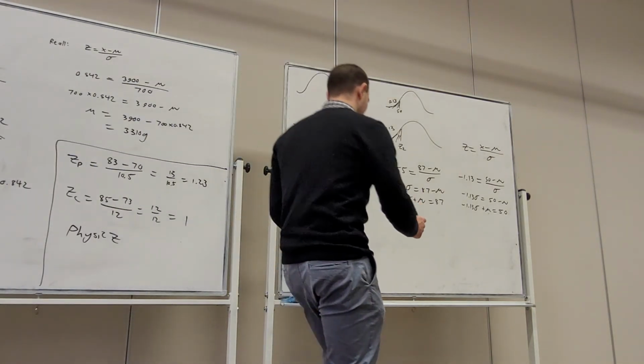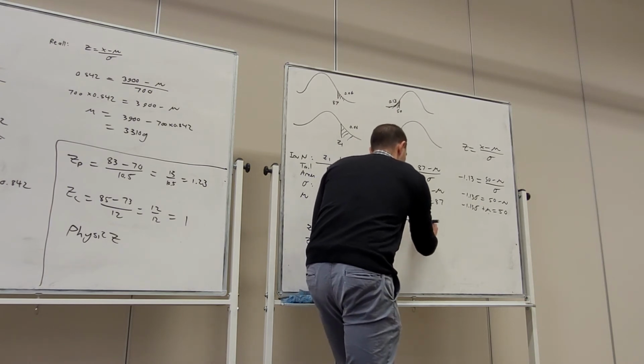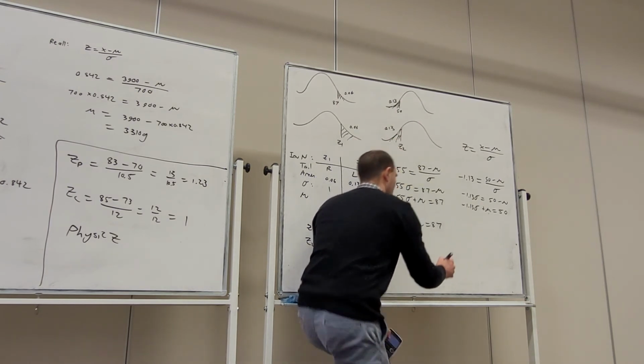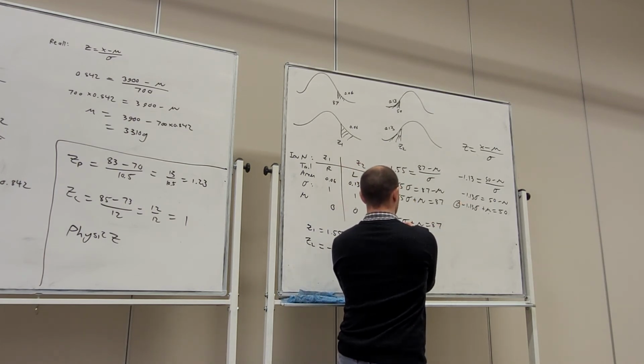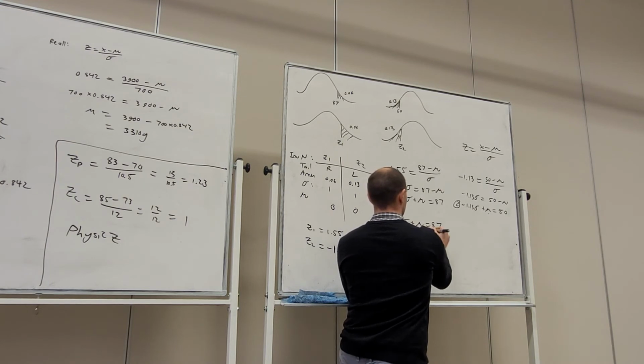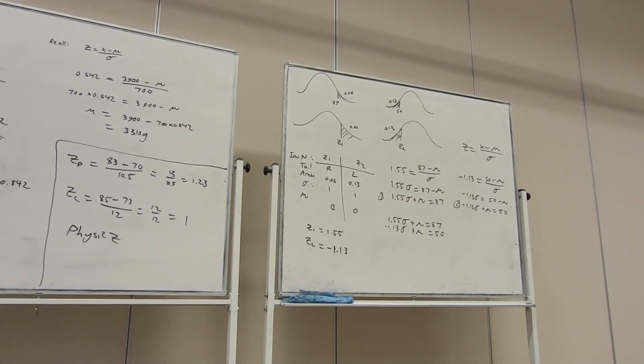So I'm going to write them like this, under one another. 1.55 sigma plus mean equals 87. That's the first equation, equation 1. And then we've got equation 2. Now at this stage, if you want, you can go ahead and solve them manually. We're going to use technology.